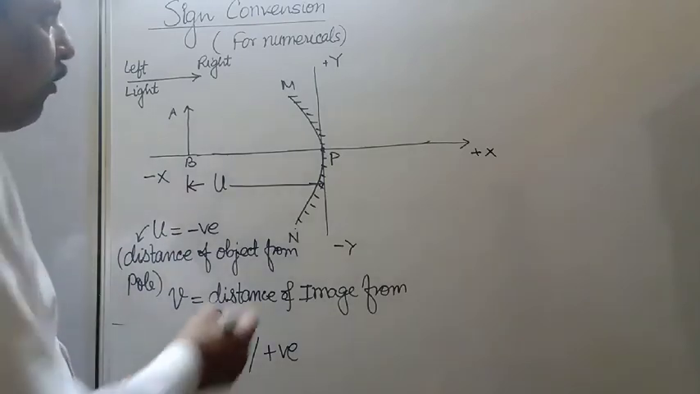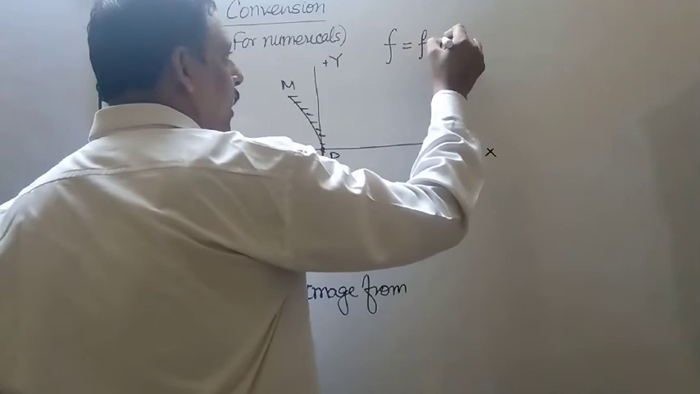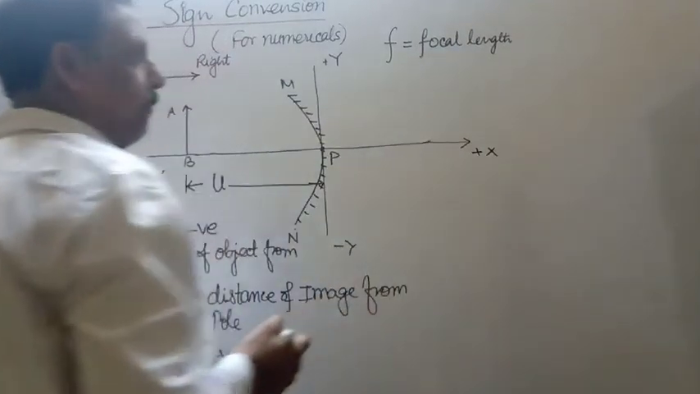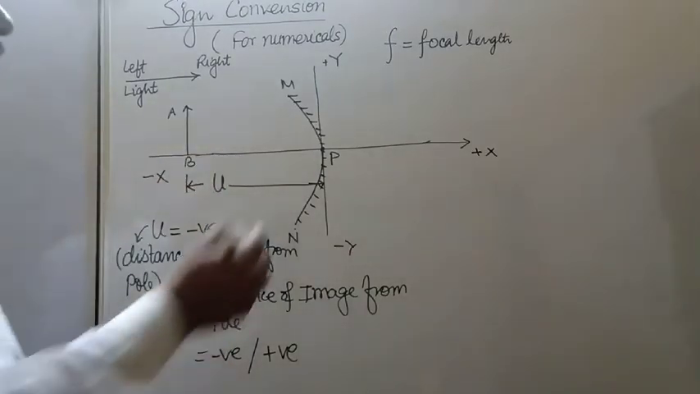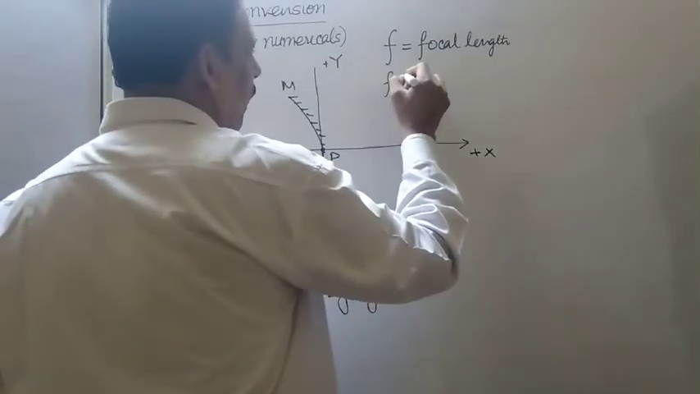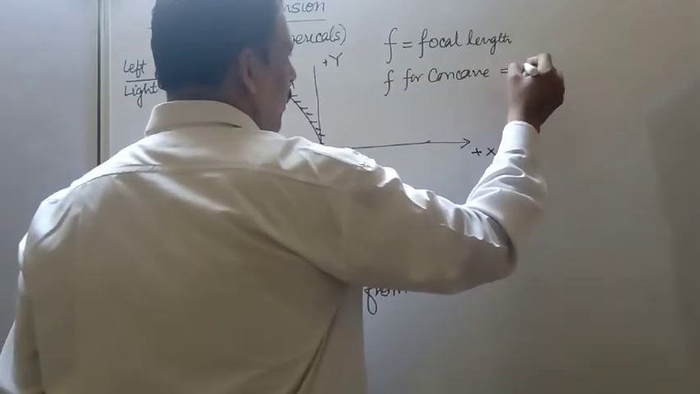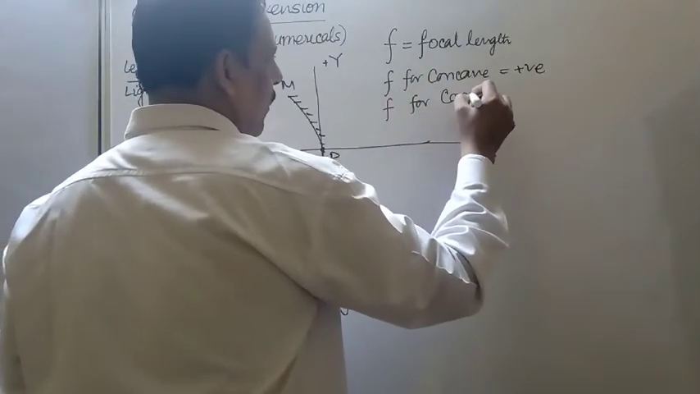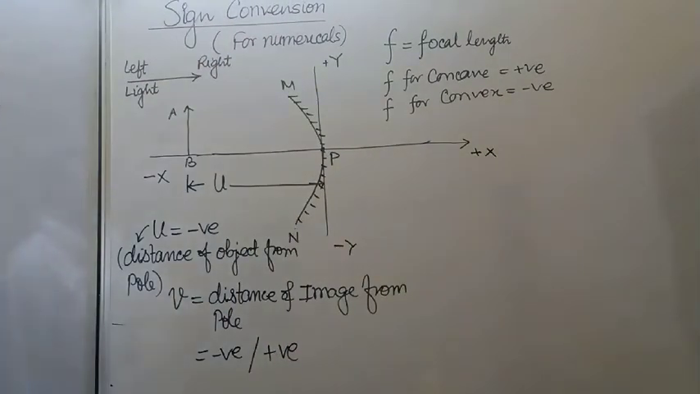This is v. F is the focal length of the mirror. F for a concave mirror is positive, and F for a convex mirror is negative. So this is our sign convention.